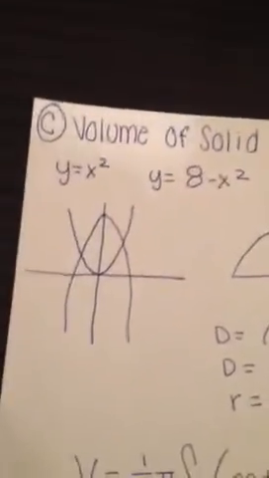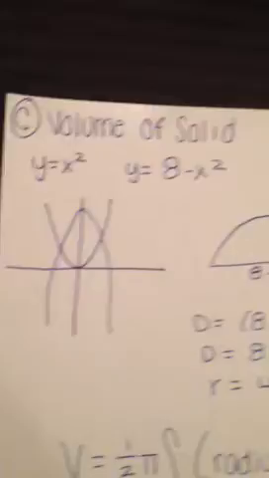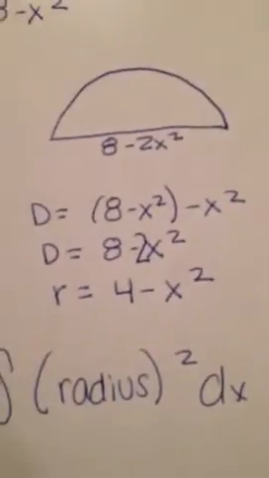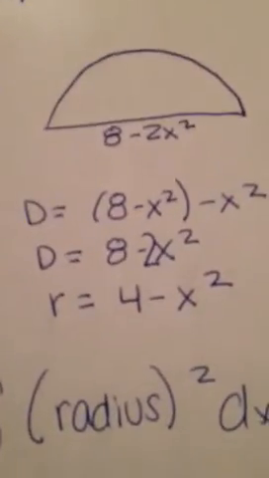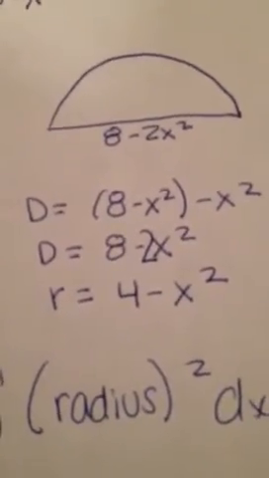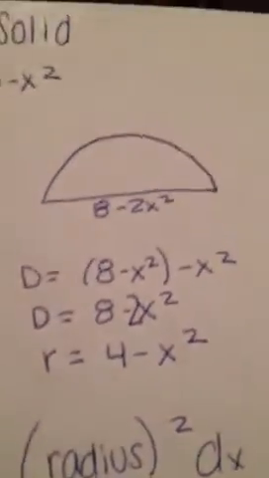Moving on to part C, we have the volume of the solid. Now, our cross-section of our two equations is a semicircle. To find the diameter, I did 8 minus x squared minus x squared, which gave me 8 minus 2x squared, which also gives the radius of 4 minus x squared.